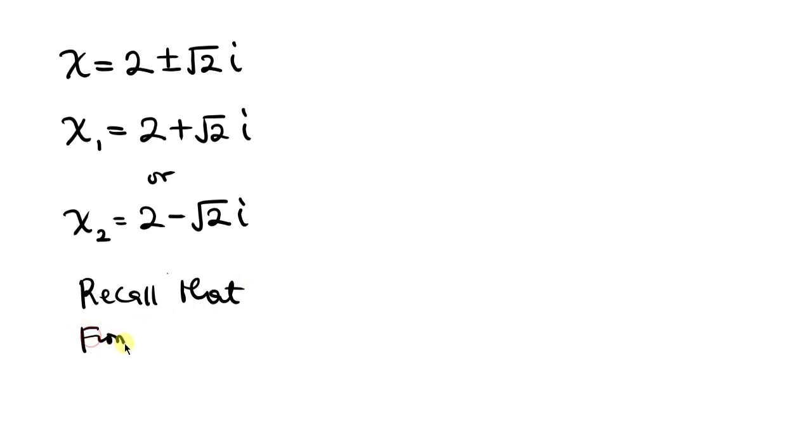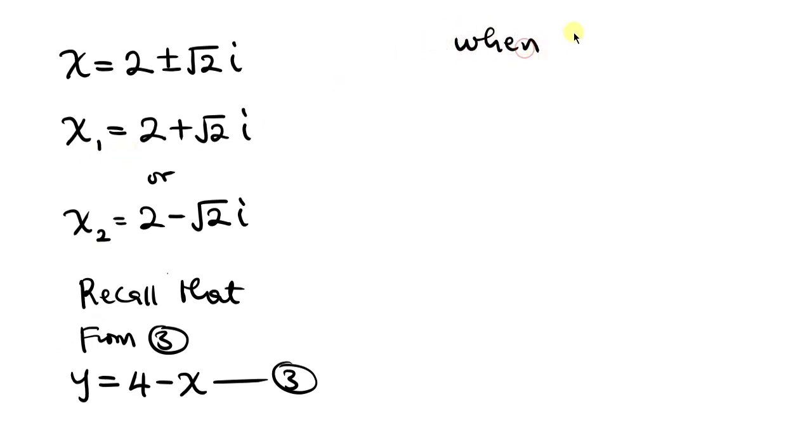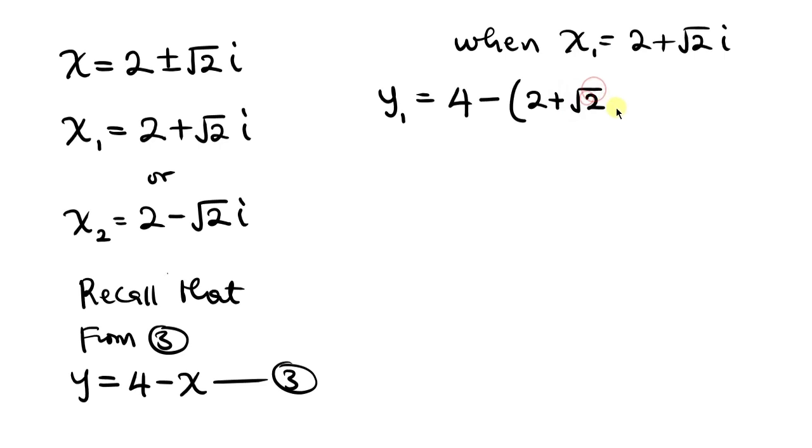Very good. Now, in order to get the value for y, we recall the substitution we made, which is from equation 3. Equation 3 is where we have y equal to 4 minus x, right? So this is our equation 3. We're going to be substituting the values of x here to get the corresponding value for y. So let's start with the first one, when x is equal to 2 plus root 2 i. So y, the first value of y, now becomes 4 minus x. And what is x? x is 2 plus the square root of 2 i.